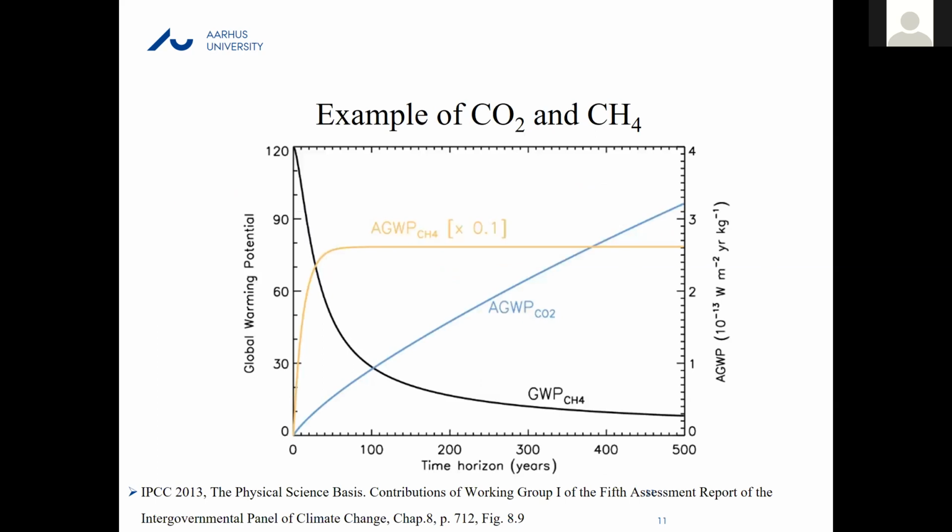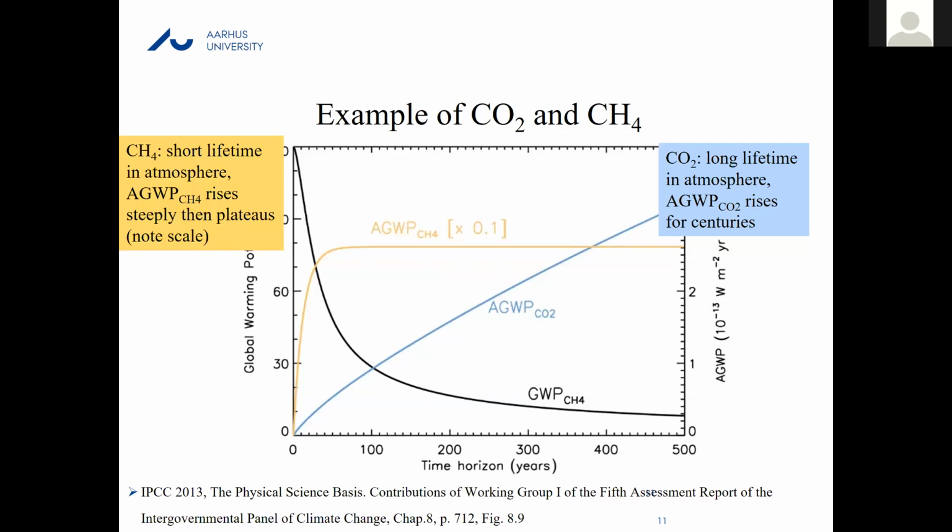This method of calculating CO2 equivalence has some interesting consequences, as illustrated here by CO2 and methane. The scale on the right-hand side shows the absolute global warming potential. Since CO2 has a long lifetime in the atmosphere, its global warming potential continues to rise for centuries.